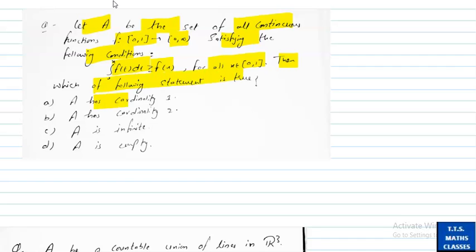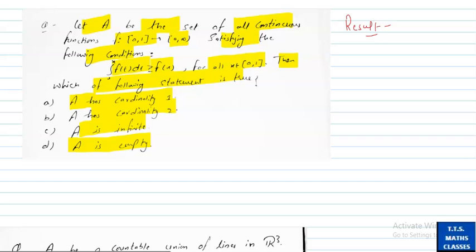A has cardinality 1. Cardinality 1 means A is a set having one element. A has cardinality 2 means the set having two elements. A is infinite means the set has infinitely many elements. And the fourth option is A is empty, meaning A has no element. Okay. So which one is true? Now for this we get a result.